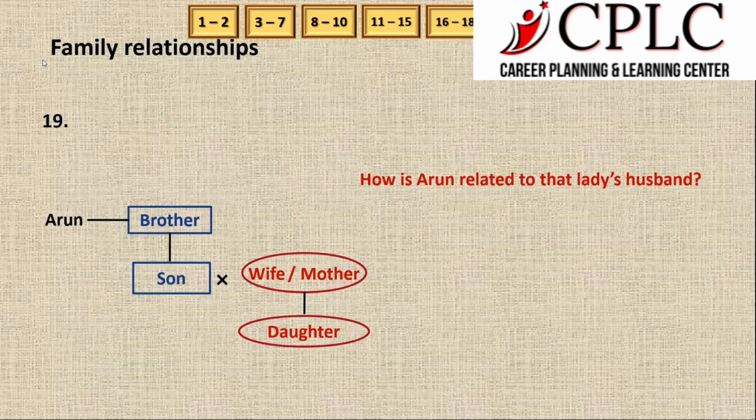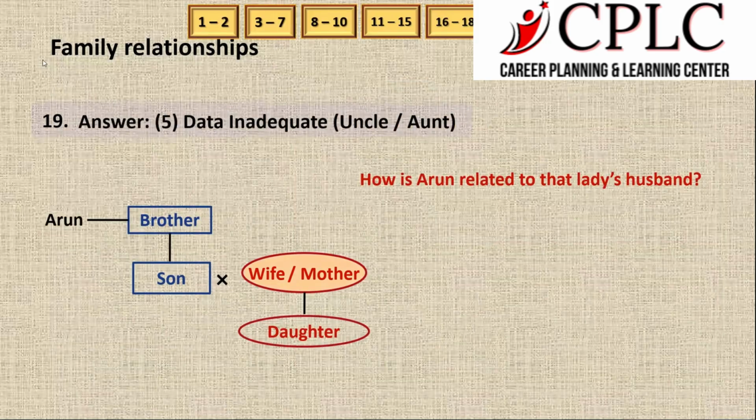Now, how is Arun related to that lady's husband? Now, is Arun male or female? We don't know that. Arun can be a male or Arun can be a female. So Arun can be uncle, Arun can be aunt. Data is not given regarding Arun's gender. So if we don't know Arun's gender, we will mark data inadequate as the answer.